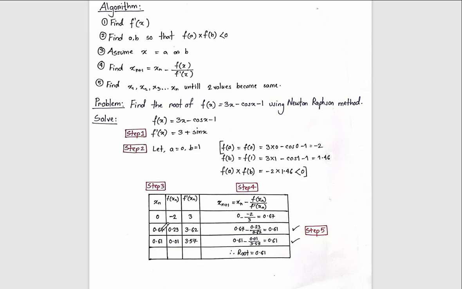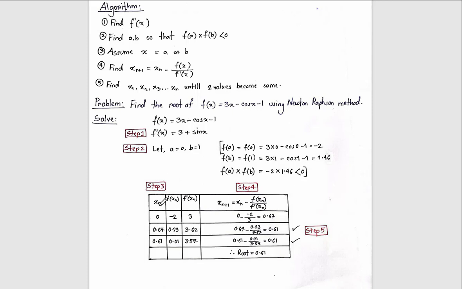Using the similar process, we have to find the value of f of xn by putting 0.67 in the given function 3x minus cos x minus 1, which gives us 0.23. Next, we have to put the value of xn, which is 0.67, in f1 of x equals 3 plus sin x, which gives us 3.62. Now we will put these values in this formula to get our root. xn minus f of xn divided by f1 of xn, which is 0.67 minus 0.23 divided by 3.62, which gives us 0.61. Now we will use this 0.61 as our xn in our step 3.